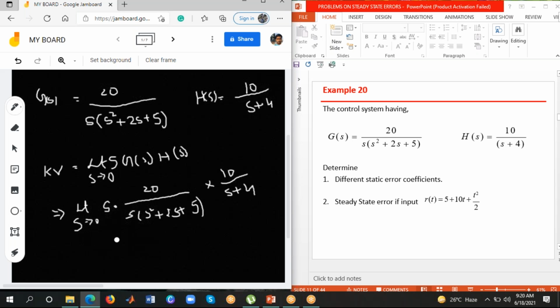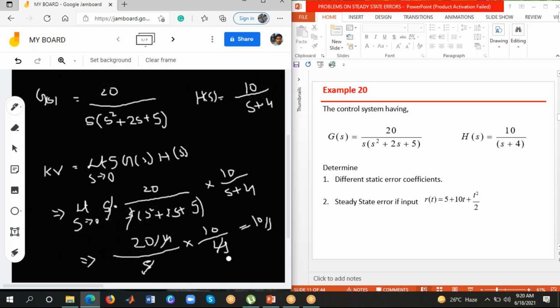Is it right? So let's see. Here s gets cancelled. Okay, now we have the remaining terms. If you substitute s equals 0 in the remaining terms, 20 divided by, so s square is 0, 2s is also 0, then you will have only 5, into 10 divided by s plus 4. So 0 plus 4 is 4. 5 ones are 5, 4s are 4 get cancelled, then your answer is 10. This is the value of Kv.